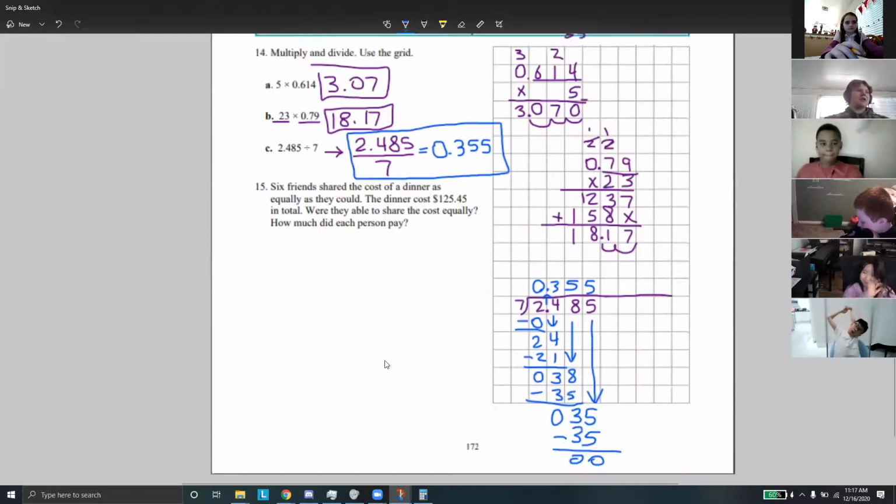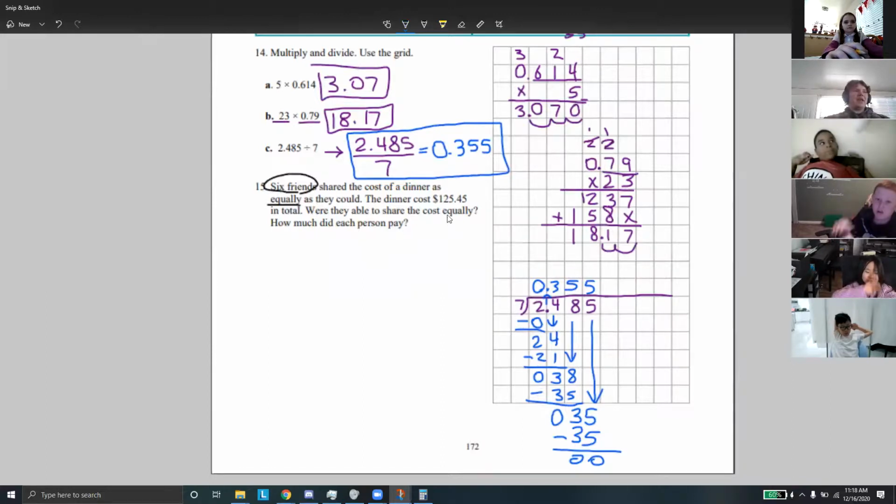Okay, and last question. 6 friends shared the cost of a dinner as equally as they could. So equal, that tells us we are going to probably be using fractions, equal. And it's 6 friends. The dinner cost $125.45 in total. Were they able to share the cost equally? How much did each person pay?